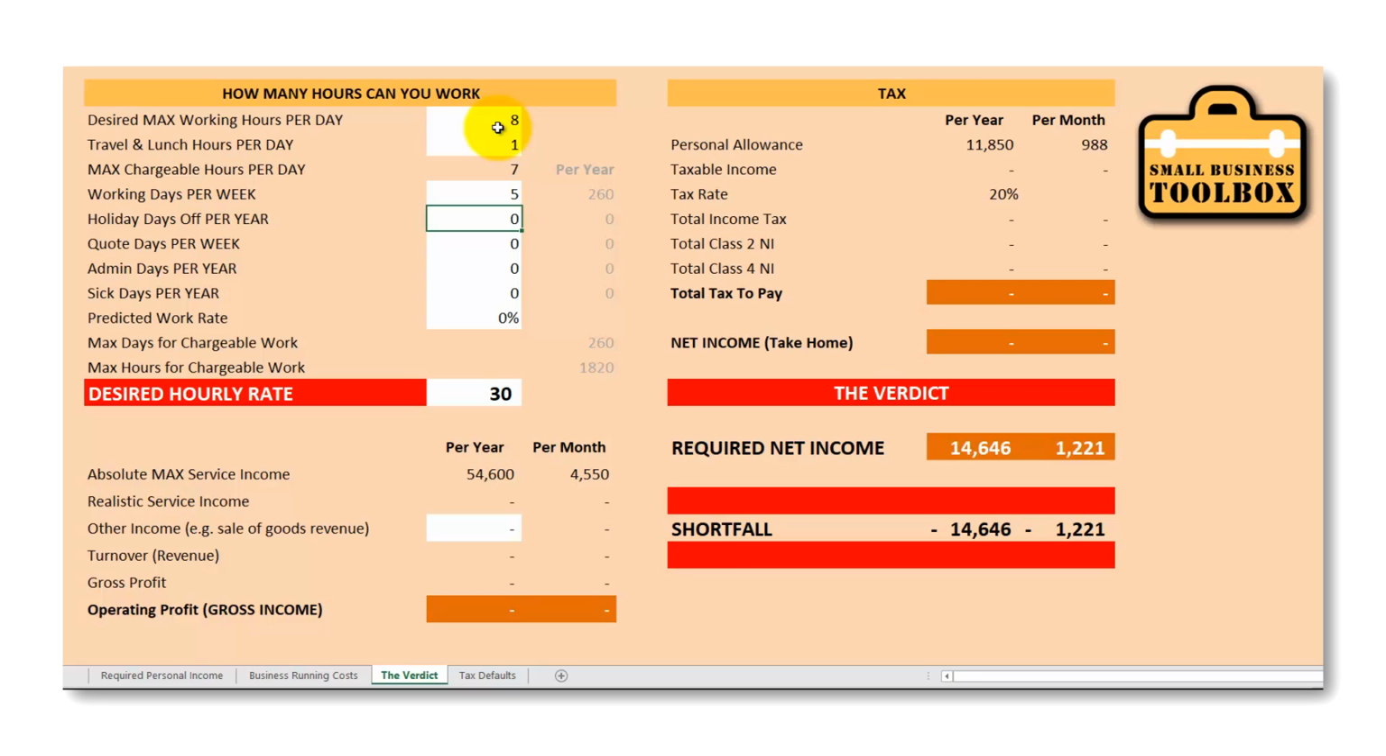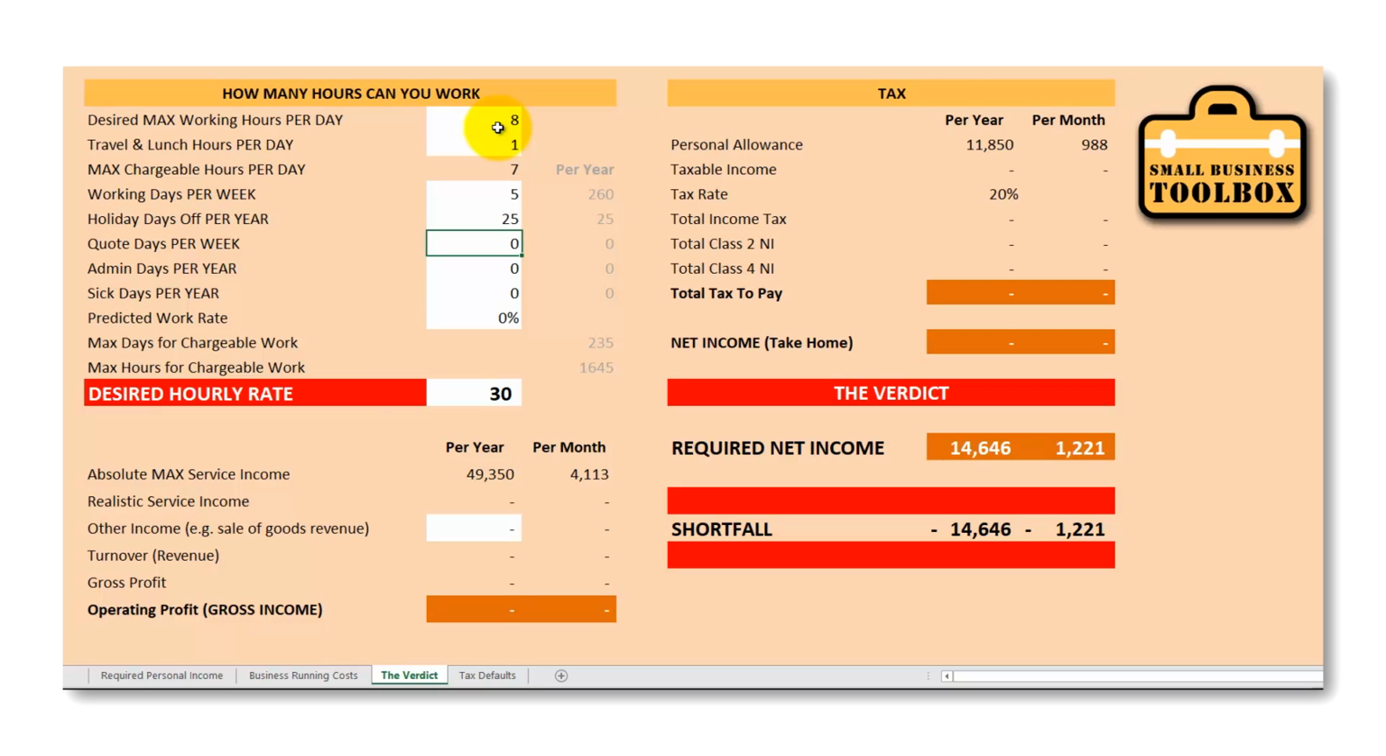How many holidays do you want per year? In the UK, in corporate world, it's very common to get 20 days off at least plus bank holidays. Let's say a total of 25 days holiday per year.